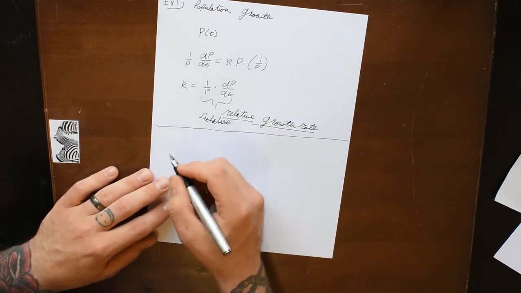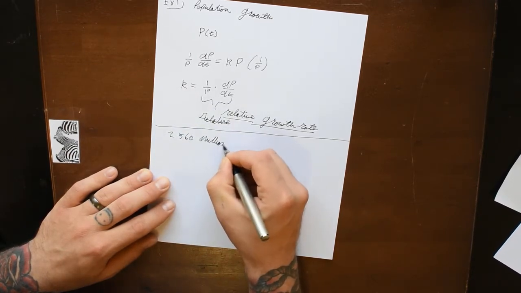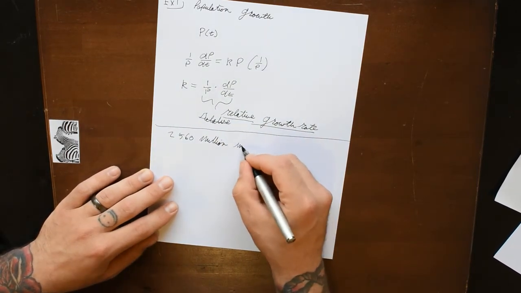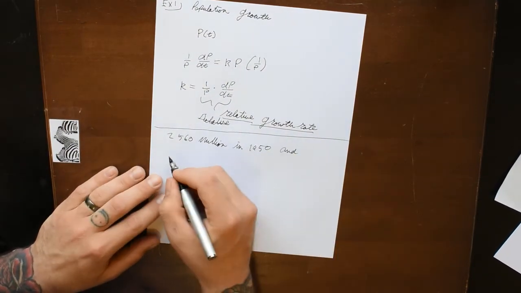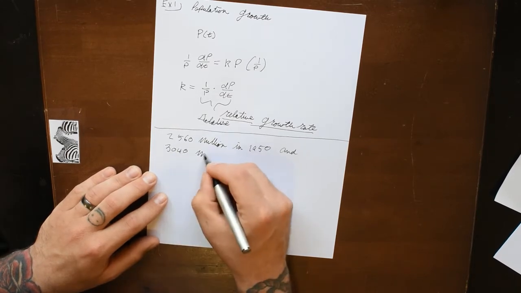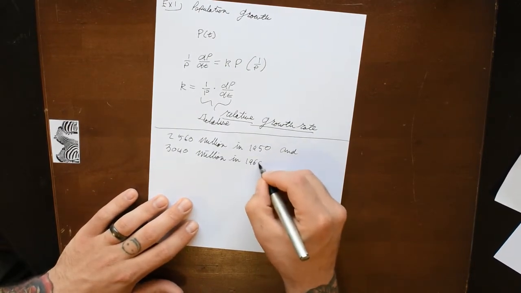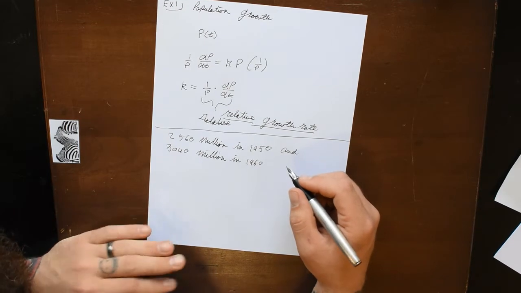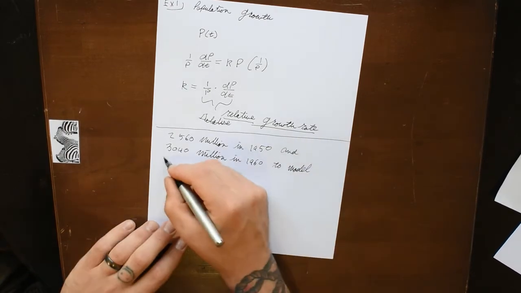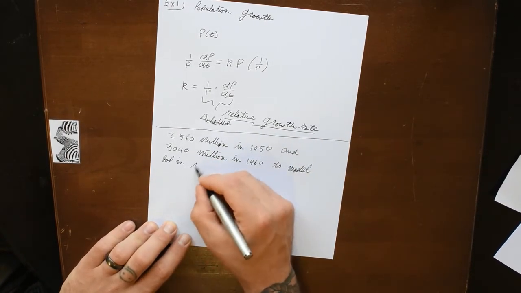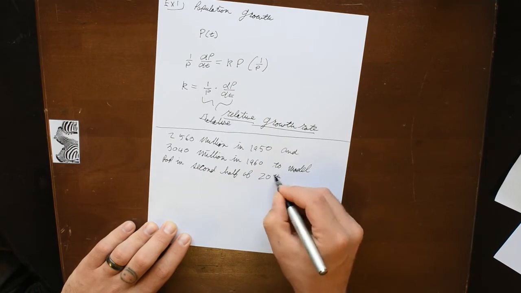Use the fact that the world population was 2,560 million in 1950, and 3,040 million in 1960, to model the population of the world in the second half of the 20th century.